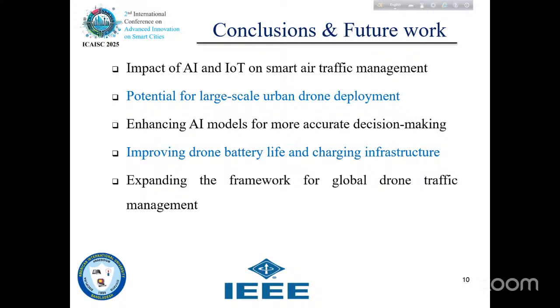By improving AI models, drones can make more precise decisions, adapting to dynamic urban environments. Additionally, advancement in drone battery life, coupled with improved charging infrastructure like solar integration and IoT-based monitoring, will extend operational time and reduce downtime. Expanding this framework for global drone traffic management could lead to standardized protocols and systems for safe, scalable, and efficient drone operations worldwide, promoting a new era of urban mobility.